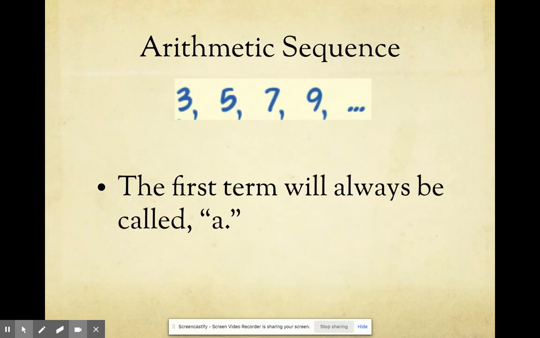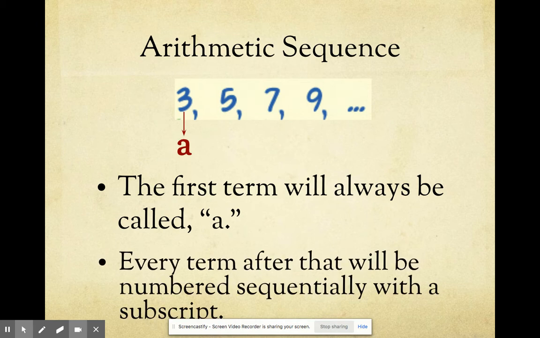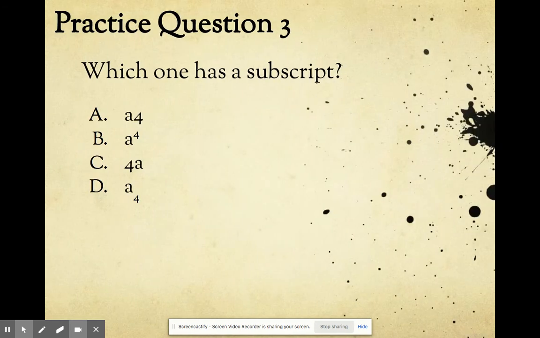In an arithmetic sequence, the first term will always be called A. We always call that first term A, hence the arithmetic sequence starts with A. So 3 would be A. Every term after that will be numbered with a subscript. The first term is A, the second term will be A1, A2, A3, or sorry, A1, 5 would be A2, 7 would be A3, 9 would be A4, and so on and so forth.